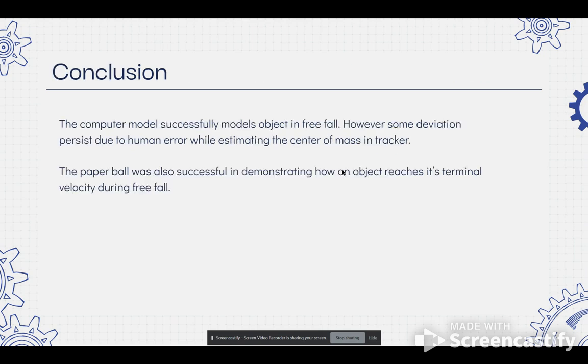In conclusion, the computer model successfully models the objects in free fall. However, some deviation persists due to human error while estimating the center of mass, and the paper model was successful in demonstrating how an object reaches its terminal velocity during free fall as well.